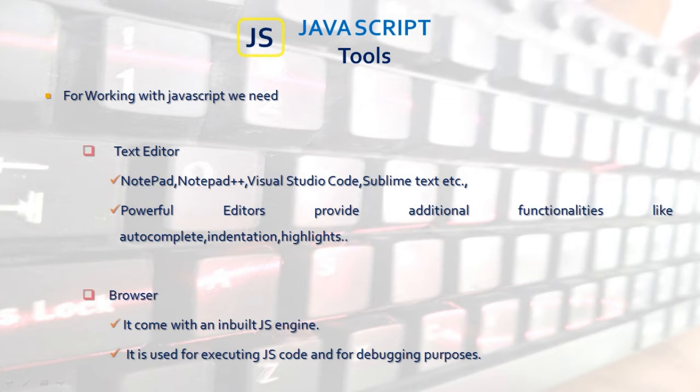So for working with JavaScript, we need tools like a text editor. Most commonly, Notepad is used. We also have other text editors like Notepad++, Visual Studio Code, Sublime Text, Atom, etc. These powerful editors provide additional functionalities like autocomplete, indentation, highlights. So these are a few examples. Then we need a browser. Browsers come with an inbuilt JS engine, which is used for executing JavaScript code and for debugging purposes.